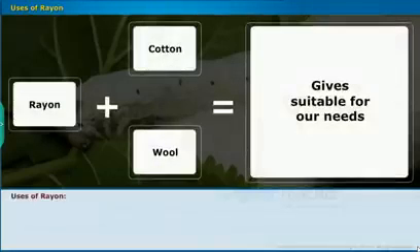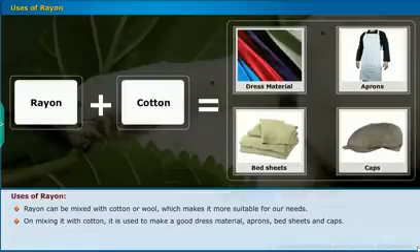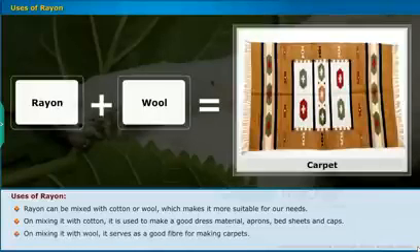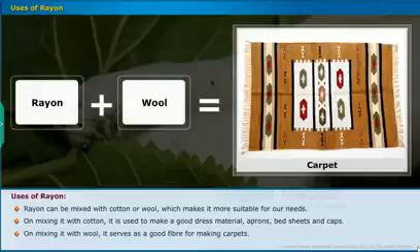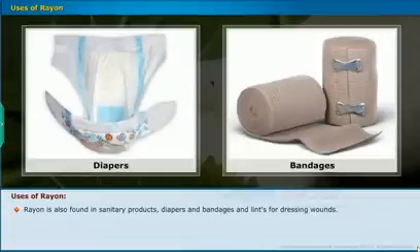We will now discuss the uses of rayon. Rayon can be mixed with cotton or wool, which makes it more suitable for our needs. On mixing it with cotton, it is used to make a good dress material, aprons, bed sheets and caps. On mixing it with wool, it serves as a good fiber for making carpets. Rayon is also found in sanitary products, diapers and bandages and lints for dressing wounds.